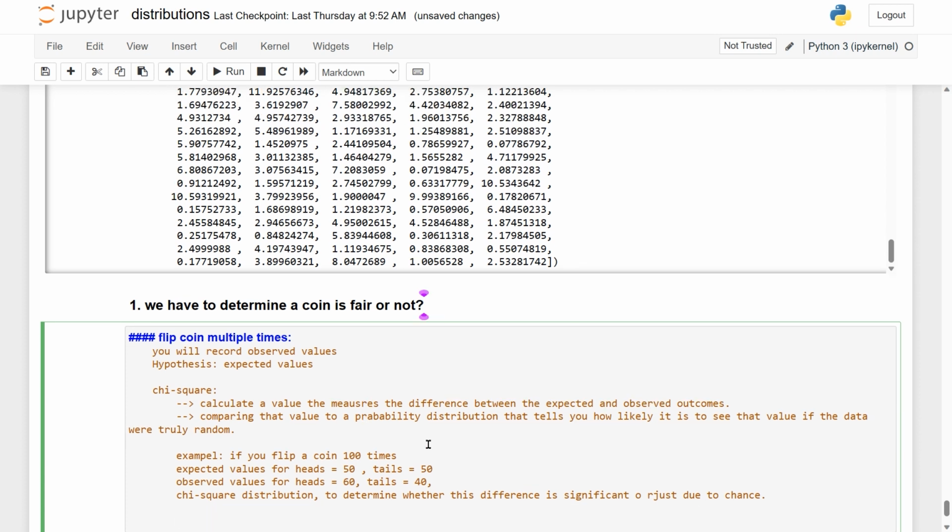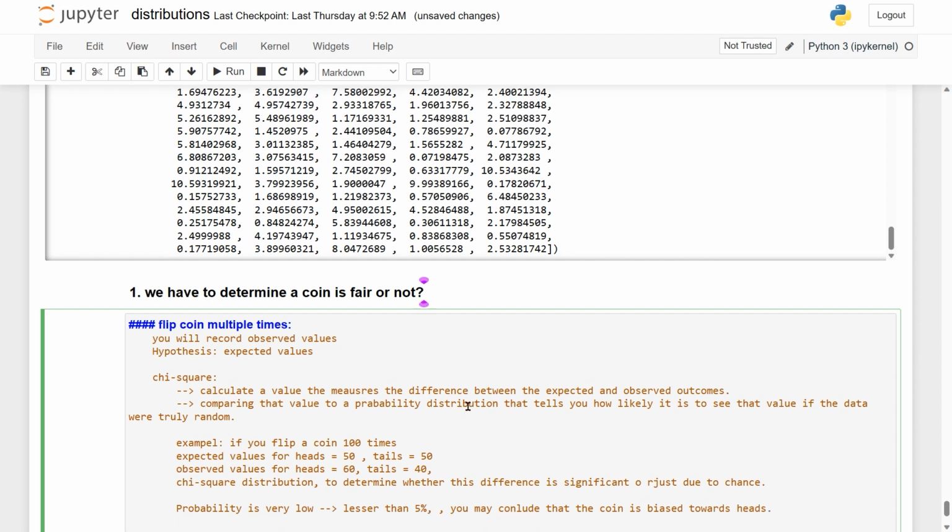So once you use the chi-square statistic, then we'll get the probability. If that probability is very low, maybe lesser than 5 percent, we may conclude that the coin is biased towards heads. That's it.